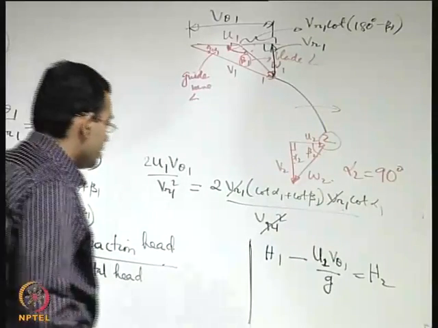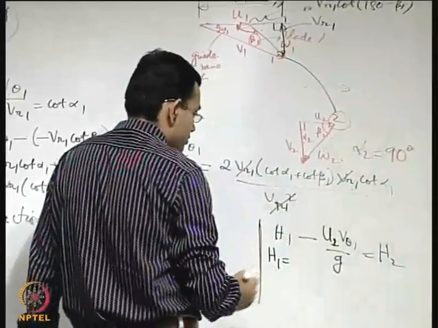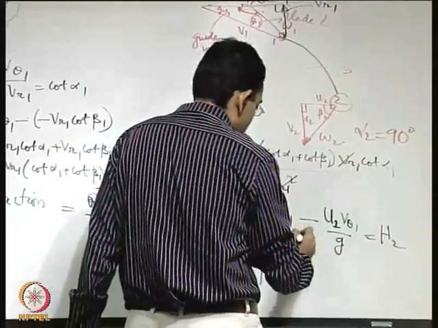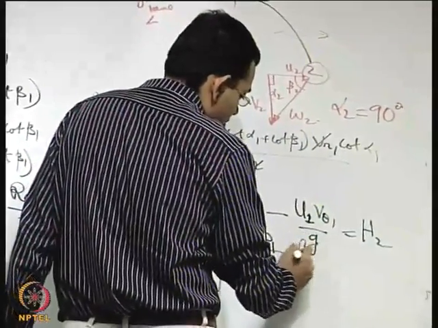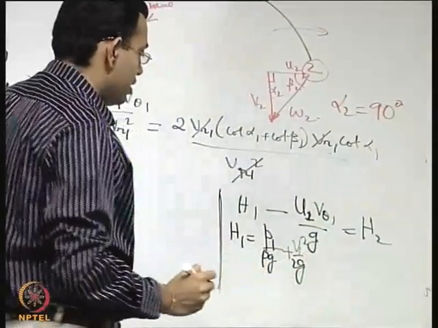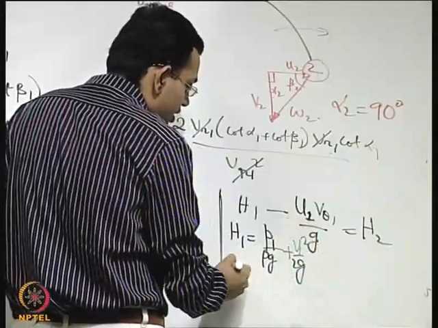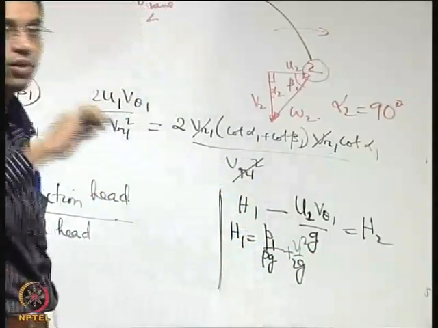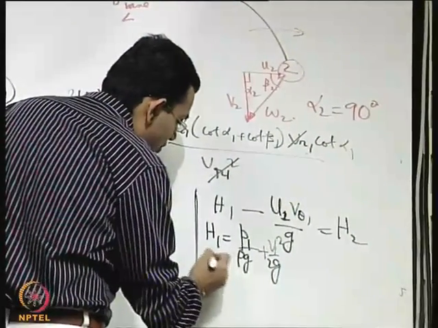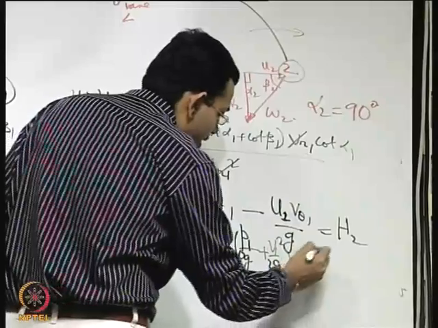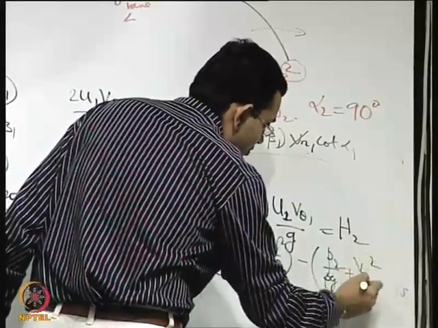Now, the head at 1 is what? P1 by rho g plus V1 square by 2 g, neglecting the change in potential energy head, that is considering that 1 and 2 do not have sufficient change in elevation. You can therefore write H1 minus H2 is equal to this minus P2 by rho g plus V2 square by 2 g.